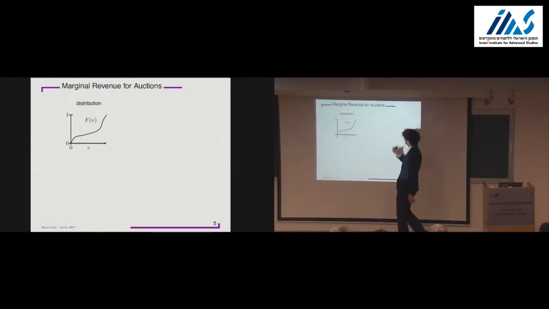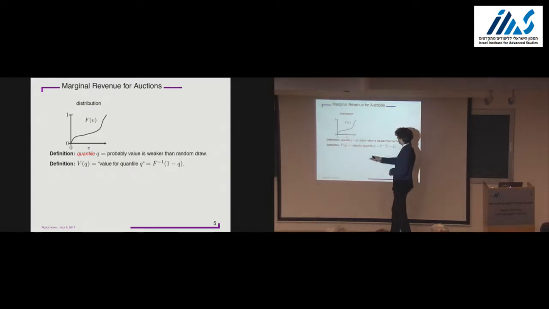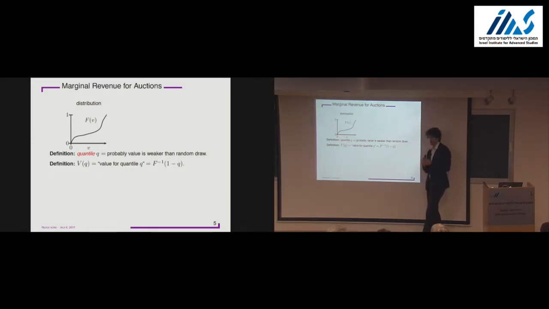So here's my distribution. I'm going to actually not want to think about distributions this way. I'm going to define the quantile of an agent to be the probability that that agent is weaker than a random draw from the distribution. Okay, so an agent has some value. How strong is that value compared to other draws from the same distribution?